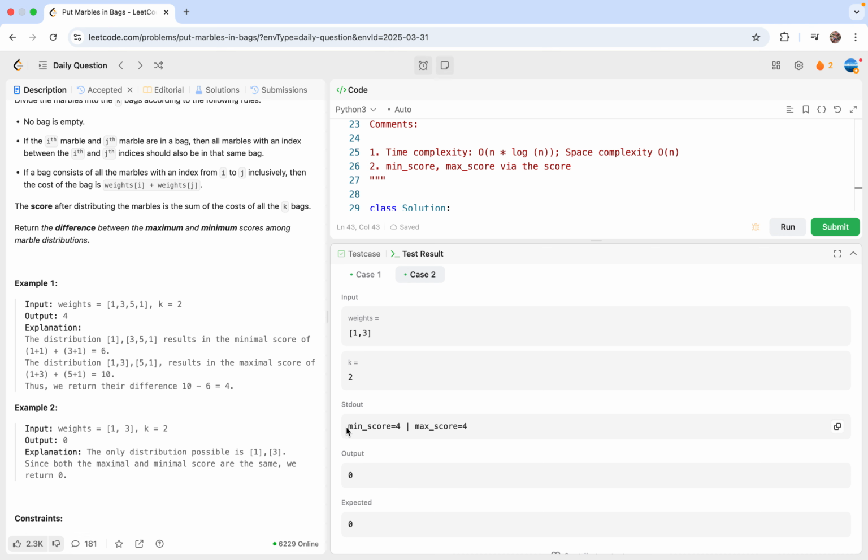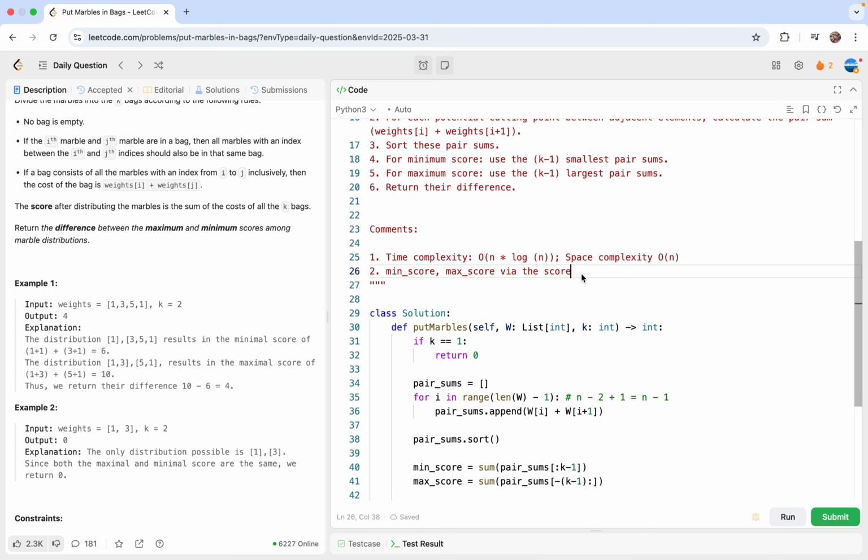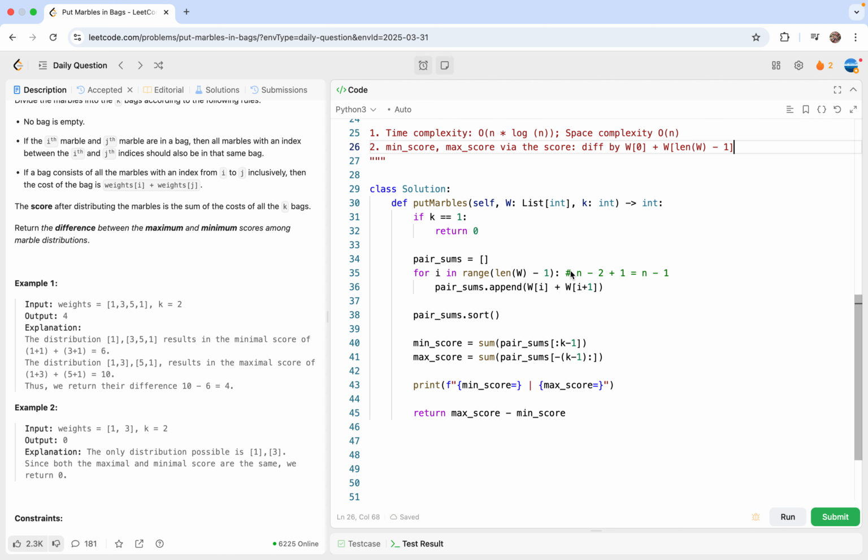But here, for the computation, we just need these two variables, right? That's the difference, by weight at 0 and weight at length minus 1. So that's the second comment.